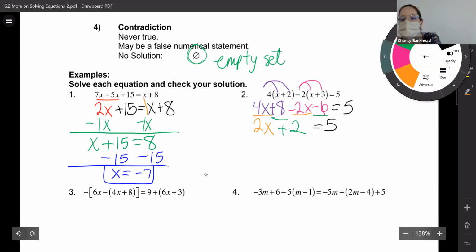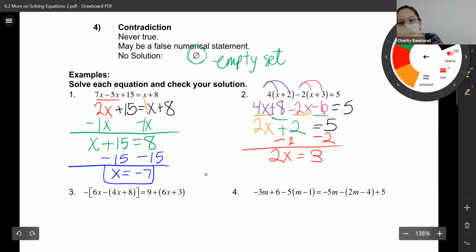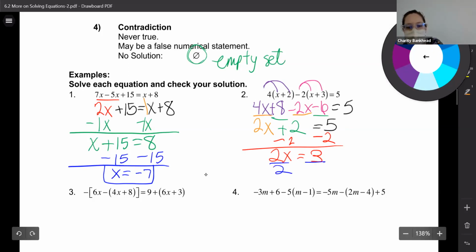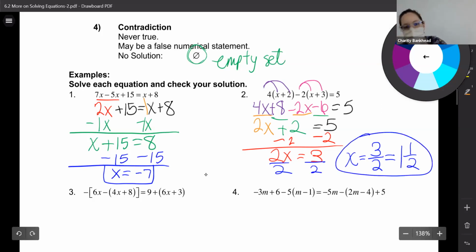So next I'm just going to subtract 2 from both sides. So 2x equals 3. And then I will divide both sides by 2, which gives me x equals 3/2. Okay, so that's a simplified fraction, but if they wanted a mixed number, you could change that to a mixed number. 2 goes into 3 one time with 1 left over, so that's the same thing as 1.5.